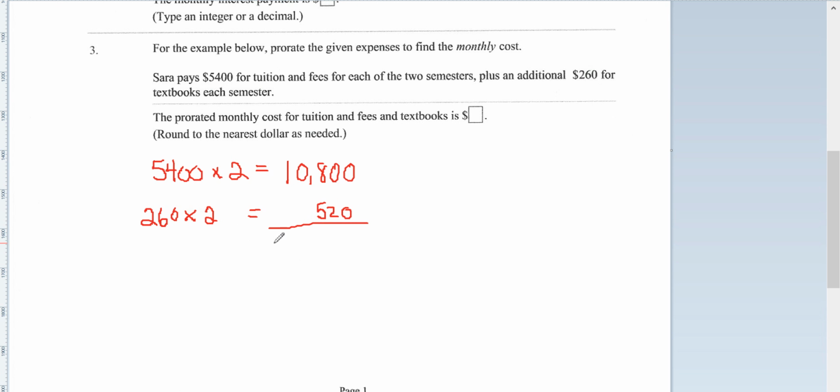Add these two numbers up. You get 11,320. And take that number and divide it by 12 to get our monthly cost. And the monthly cost, rounded to the nearest dollar, would be $943. There you go.